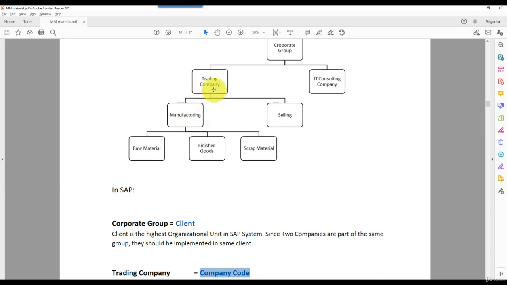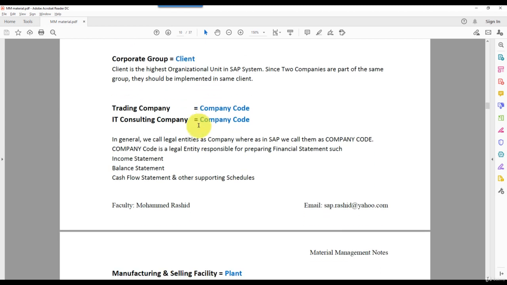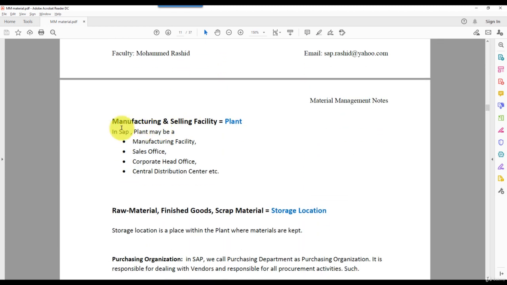Coming to this trading company, since we have a further breakdown for this trading company, manufacturing and selling, for this manufacturing we are going to create one plant. And for selling also, we are going to create one plant. That is part of the Material Management module. Here, plant comes into the picture. Here I mentioned manufacturing and selling facility equals plant.